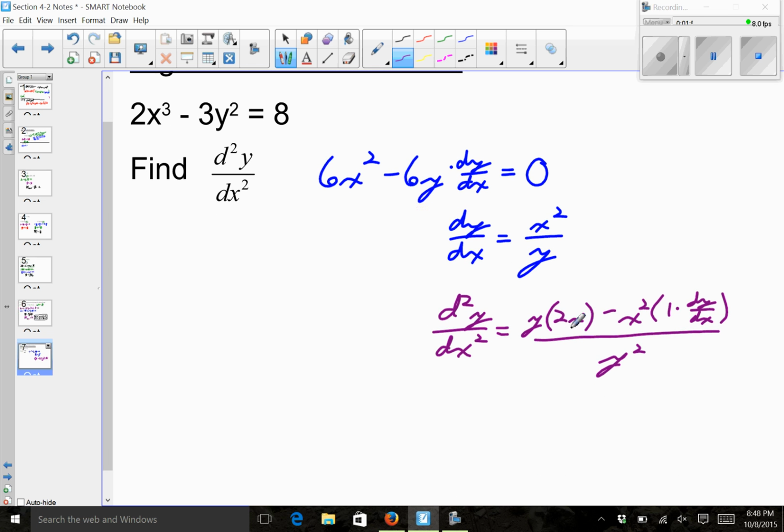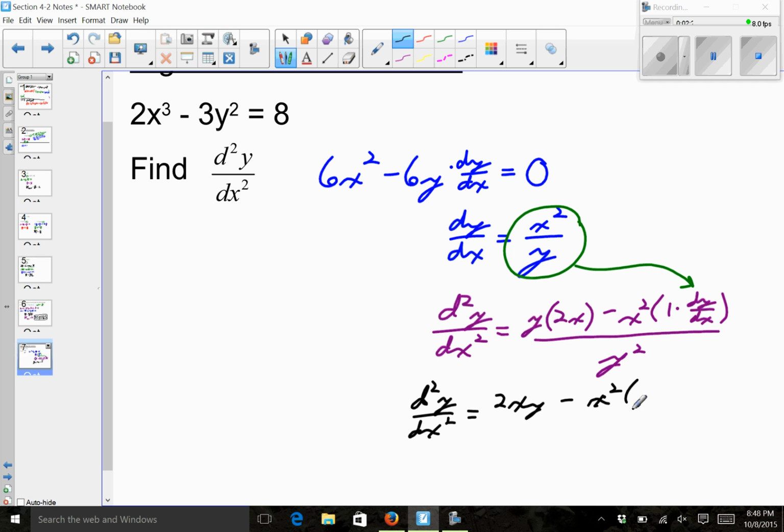So now I can clean this up a little bit. The big thing to note, though, is that this dy/dx here, we actually already know what dy/dx is, so in this case, I can go ahead and plug in what we found for dy/dx. So we get that the second derivative with respect to x is going to equal 2xy minus x squared times x squared over y, over y squared.